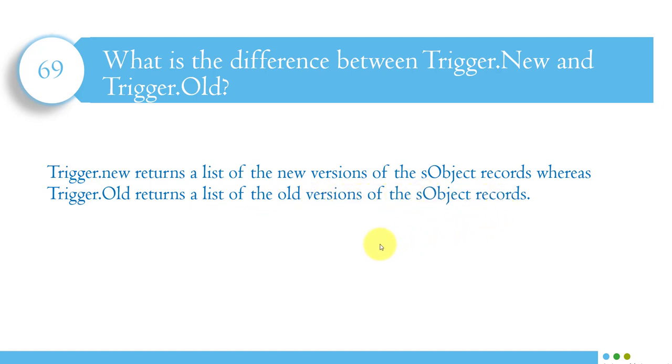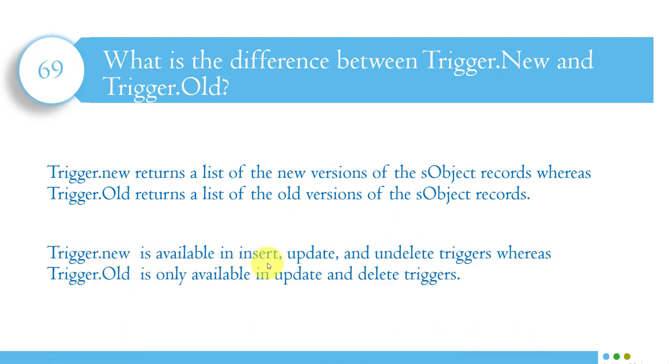Okay, as I said, when you're trying to insert, whatever you're inserting is the new. And what will be there in old? Nothing will be there in old, because I am inserting a new record. But when you're updating, whatever you're currently updating will become trigger.new, and whatever is already there in the database will become trigger.old. Okay, so try this compulsory.